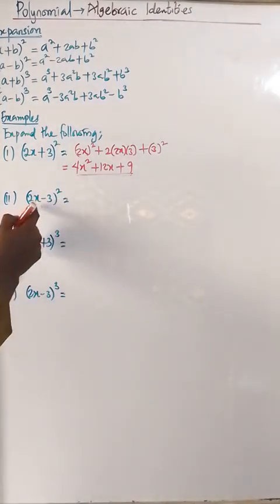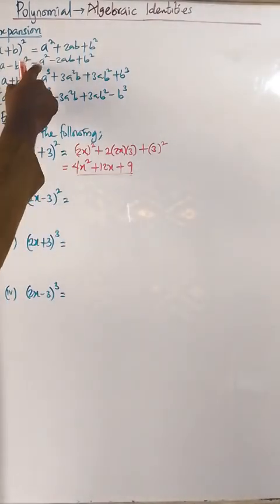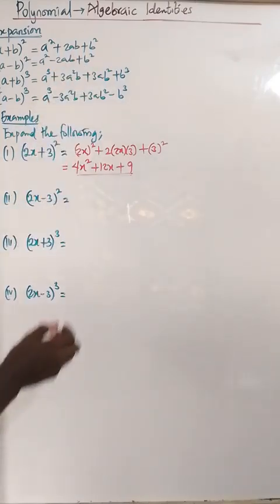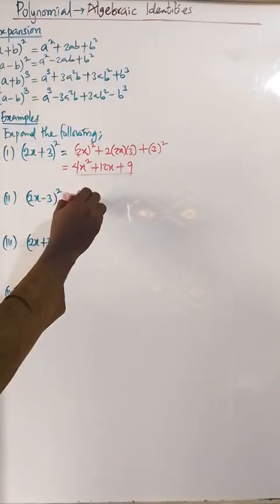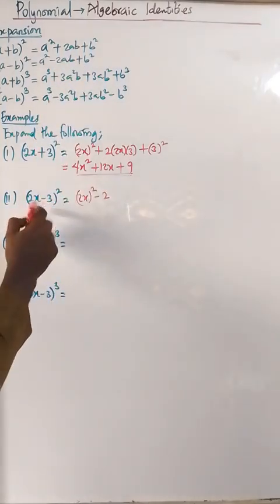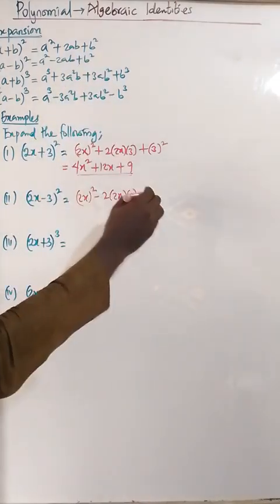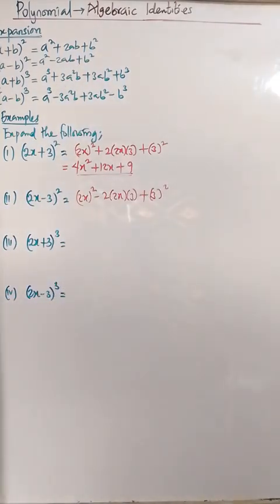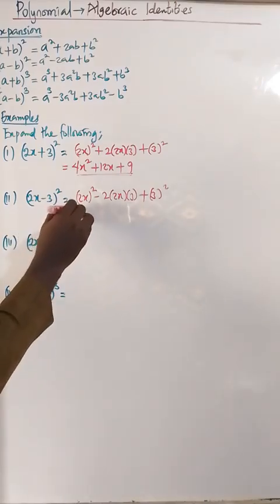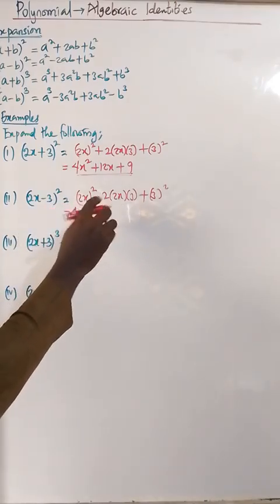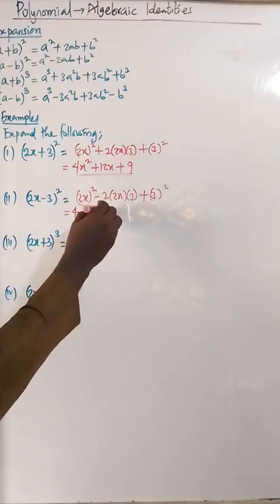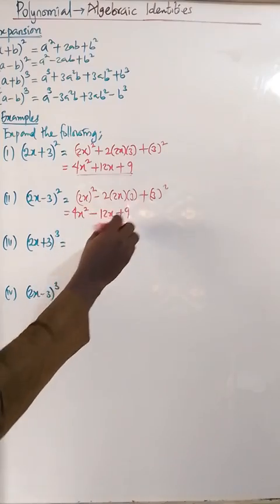This is square of difference, which is the second one. We square the first, minus twice the product, plus the square of the second. We square the first, minus twice their product, that is 2x multiplied by 3, plus you square the second, 3 is the second number. So from here this becomes 4x squared, minus 2 times 2, 4 times 3, 12, 12x, plus 3 squared, 9.